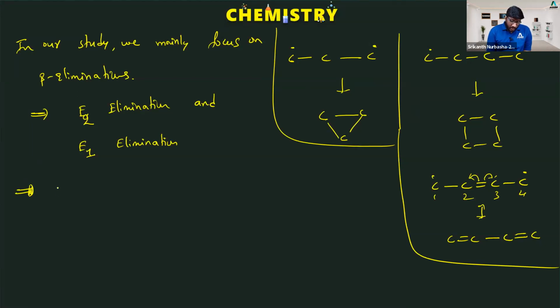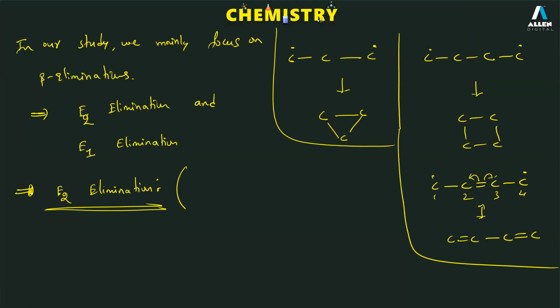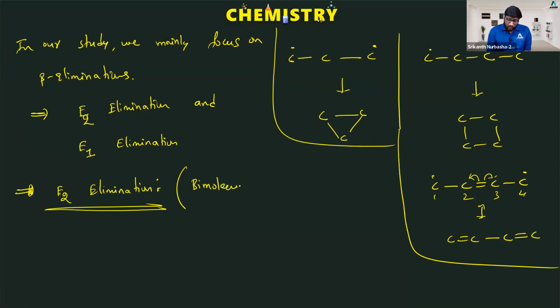First one is E2 elimination. E2 elimination, you have to know the name. What do you mean by E2 elimination? E2: 2 stands for bimolecular, E stands for elimination. Bimolecular elimination reaction. Bimolecular elimination means rate depends upon what?